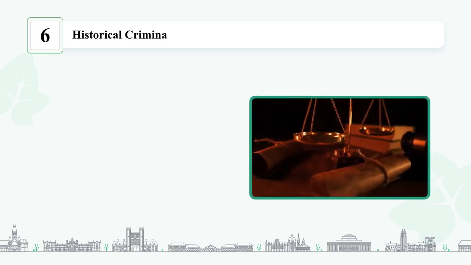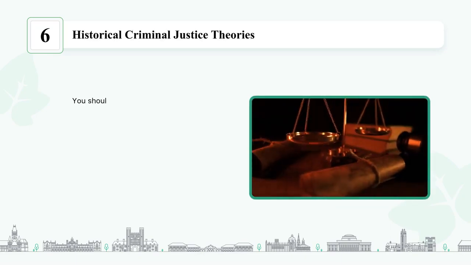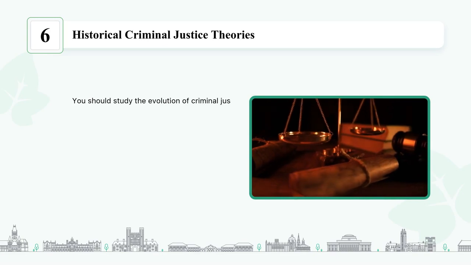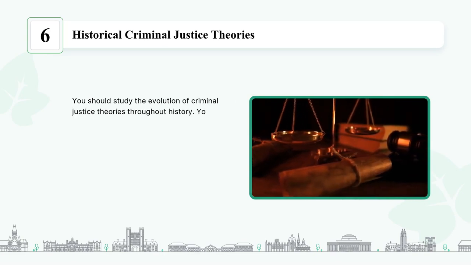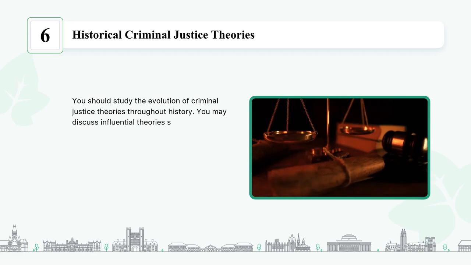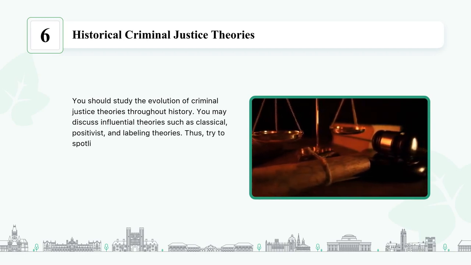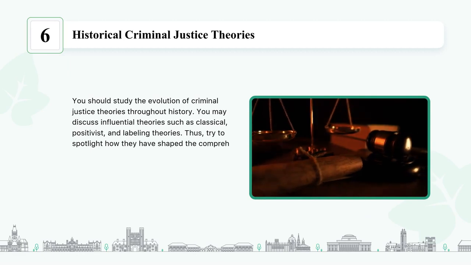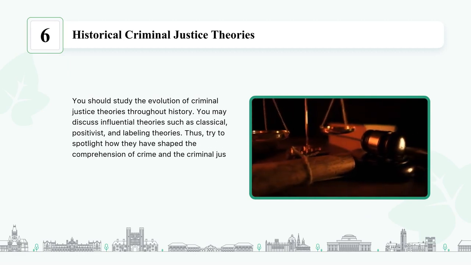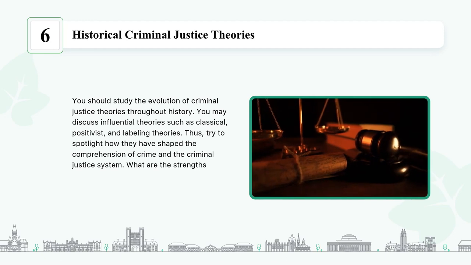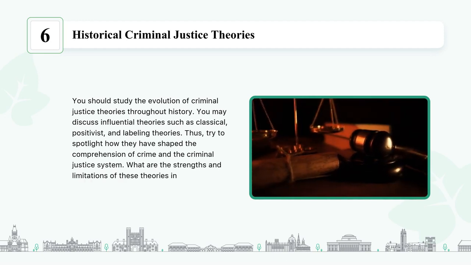Historical criminal justice theories. You should study the evolution of criminal justice theories throughout history. You may discuss influential theories such as classical, positivist, and labeling theories. Thus, try to spotlight how they have shaped the comprehension of crime and the criminal justice system. What are the strengths and limitations of these theories in explaining criminal conduct?